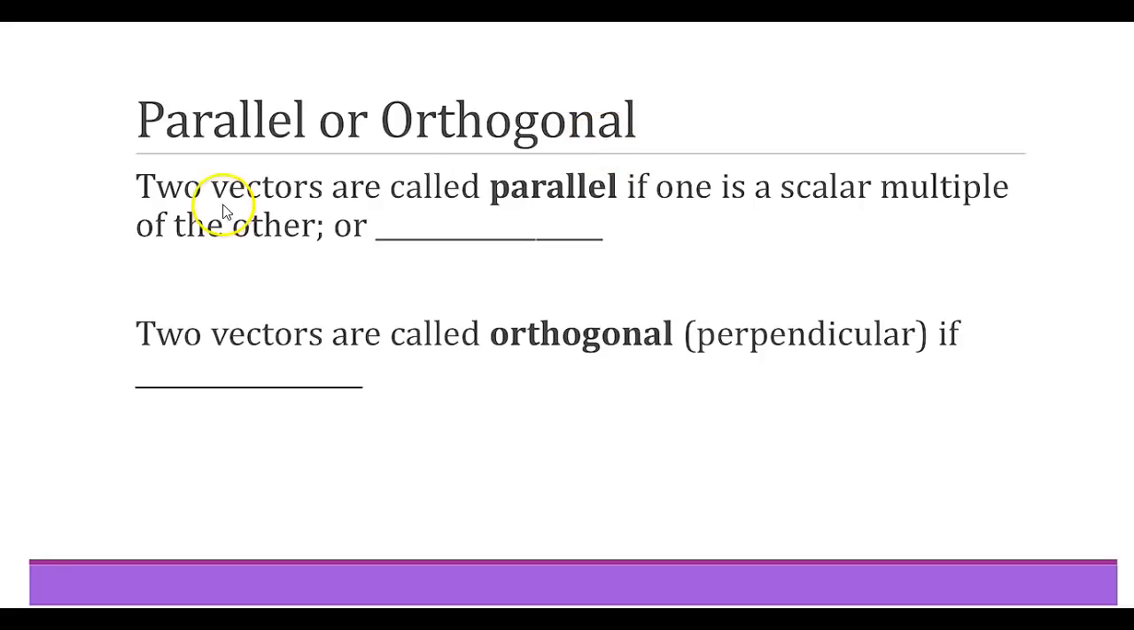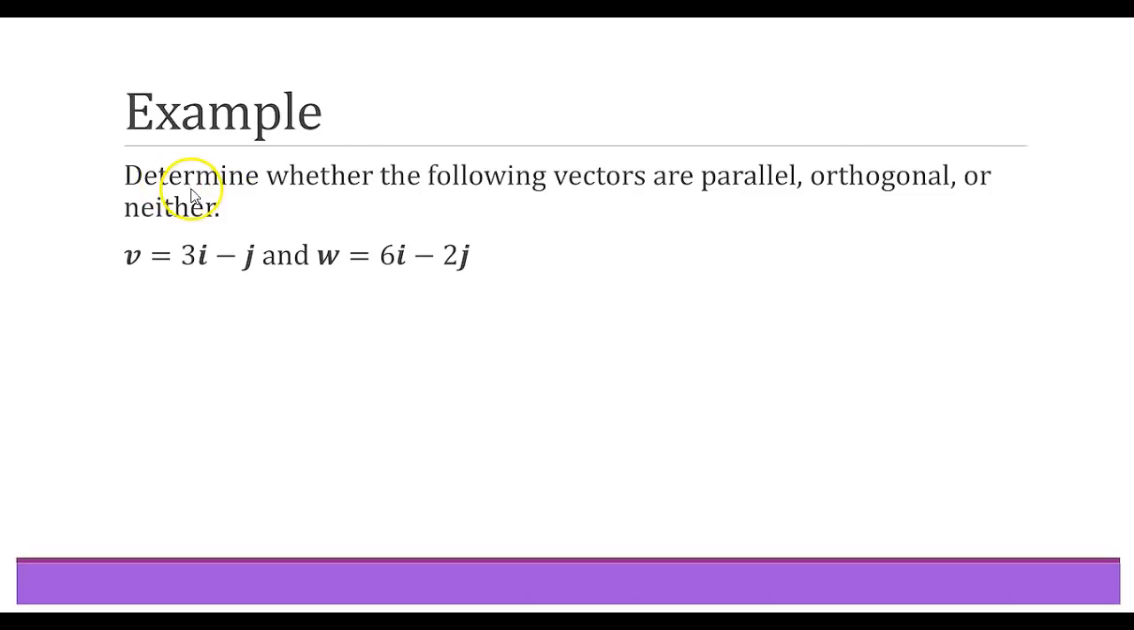Parallel or orthogonal. Two vectors are called parallel if one is a scalar multiple of the other, or if v is equal to some k times w. Two vectors are called orthogonal, which is a fancy way of saying they are perpendicular, they meet at a right angle, if their dot product, v dot w, is equal to 0. So this is one application of the dot product. In this example, we want to determine whether the following vectors are parallel, orthogonal, or neither.